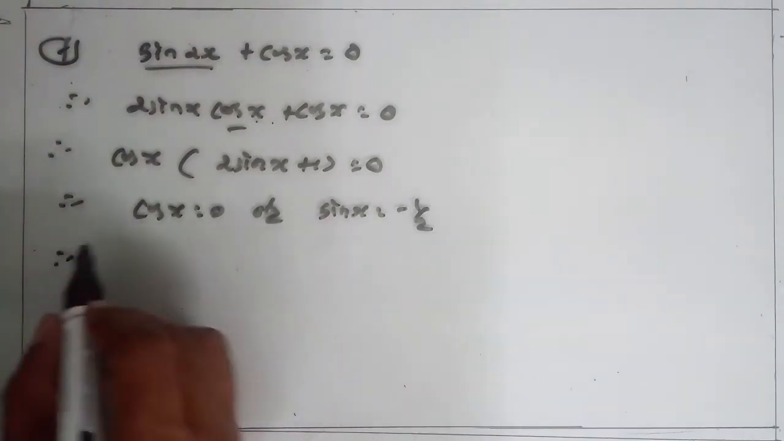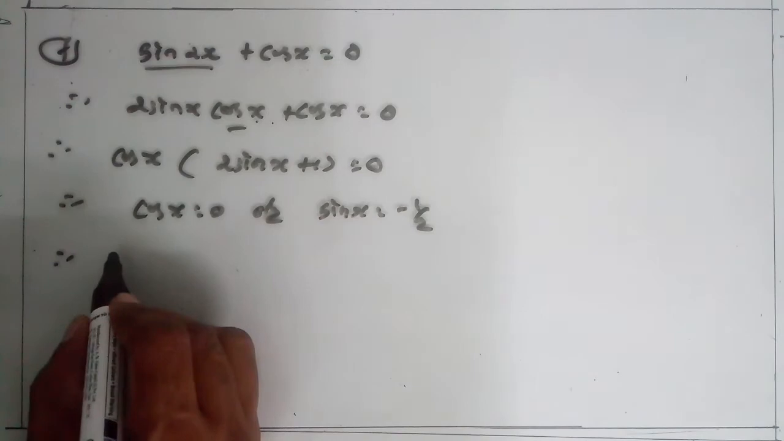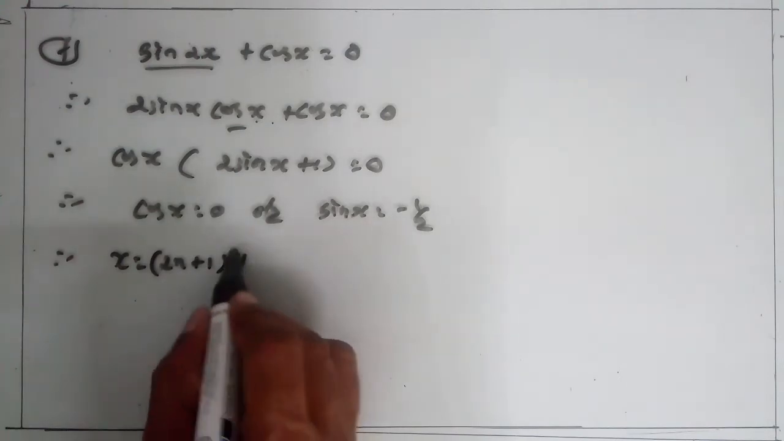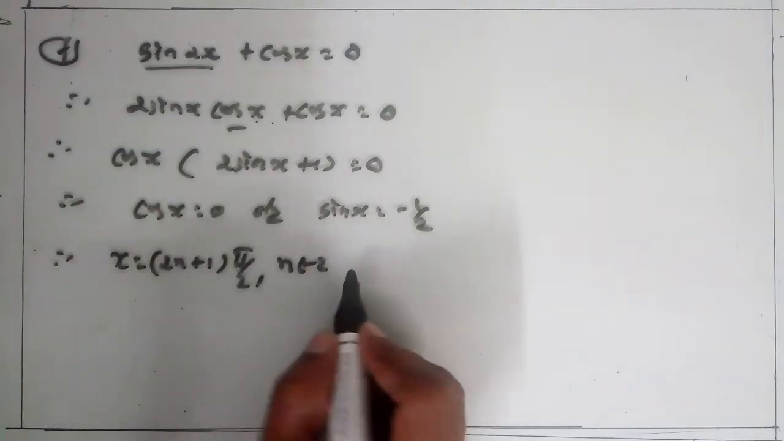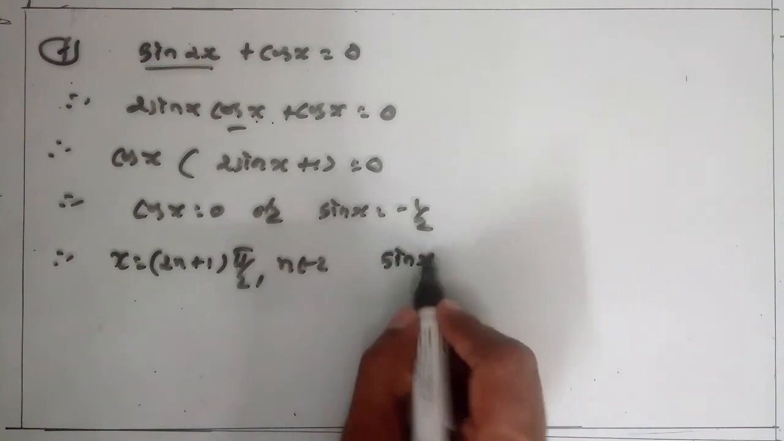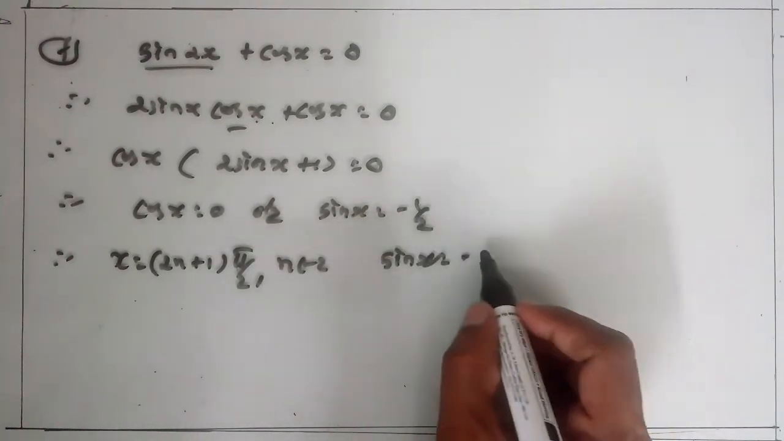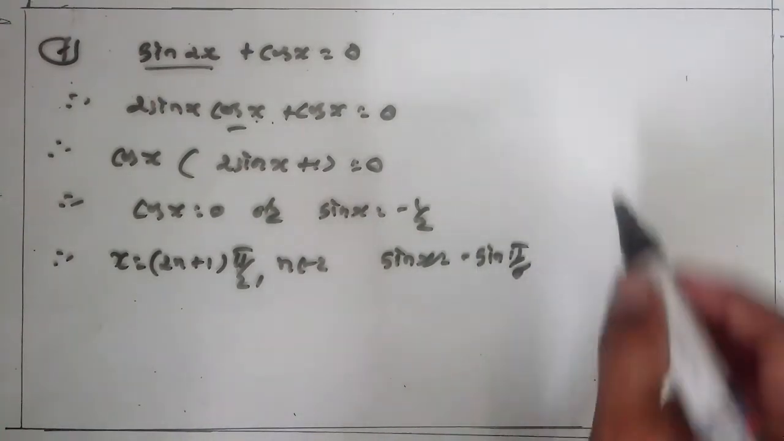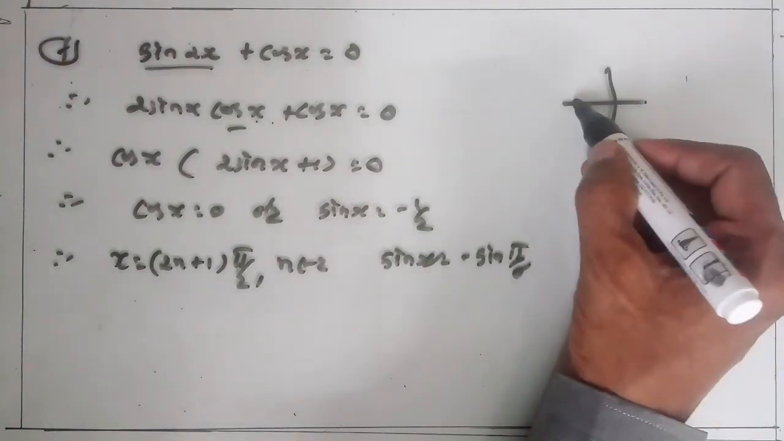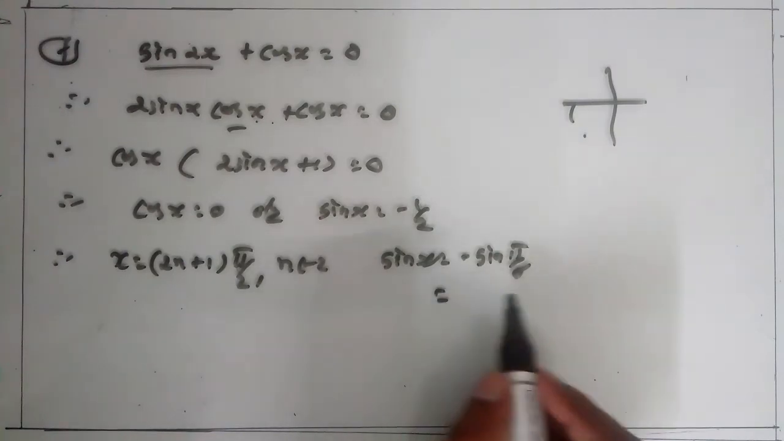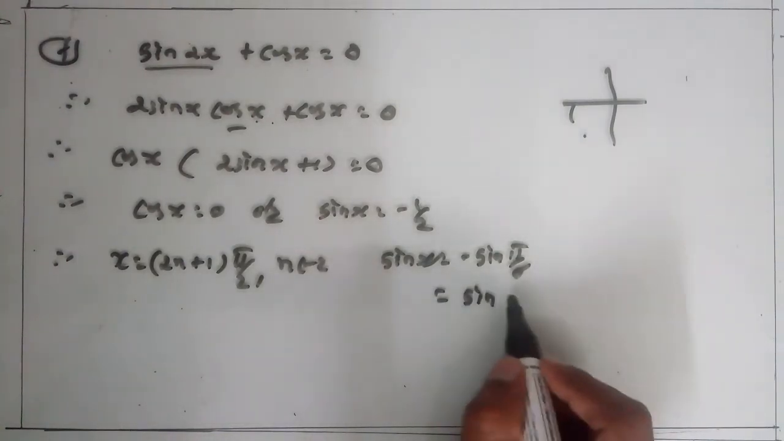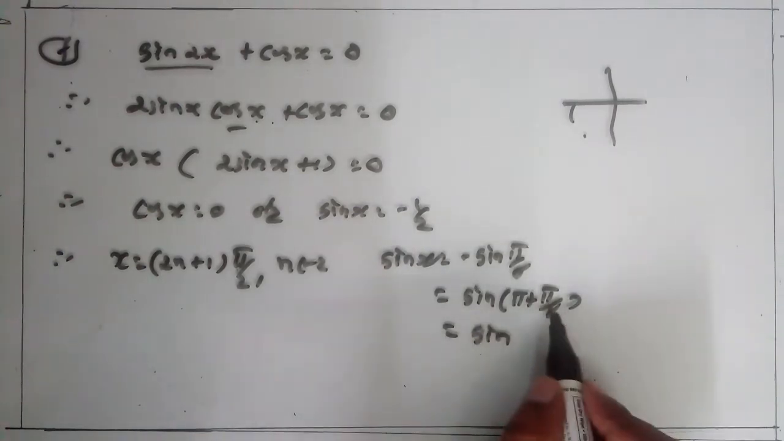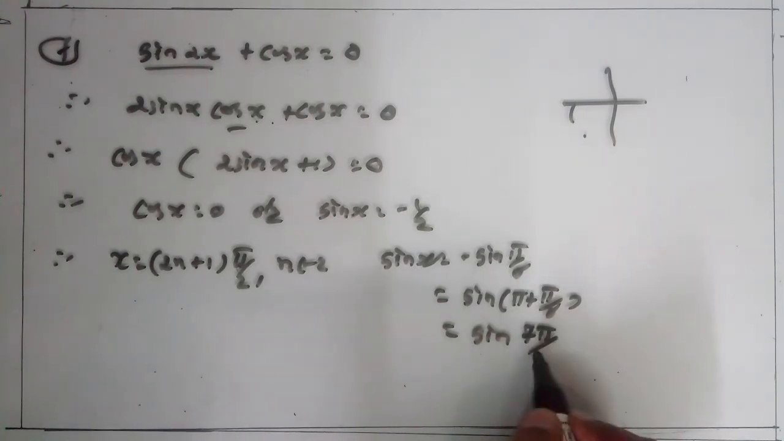Here we know the solution of cos x is equal to 0. Zeros of cos x is equal to 2n plus 1 pi by 2, n belongs to Z. Here sin x is equal to minus 1 by 2, 1 by 2 change into sin form, sin pi by 6, and think where the value of sin becomes negative, in the third quadrant, in a reducing form. So sin pi plus pi by 6. Clear this? So equal to sin 6 pi plus pi, 7 pi upon 6.